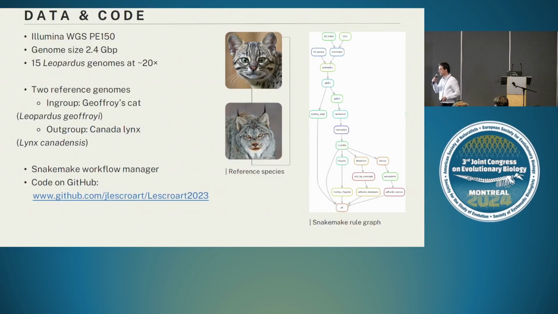Quickly about my data, I use whole genome short reads. We have a normal mammalian genome size. I have for this study 15 genomes, and we use 2 different very high quality reference genomes, one in-group and one out-group species. And I'm using Snakemake as a workflow manager, and my code is also available on GitHub.